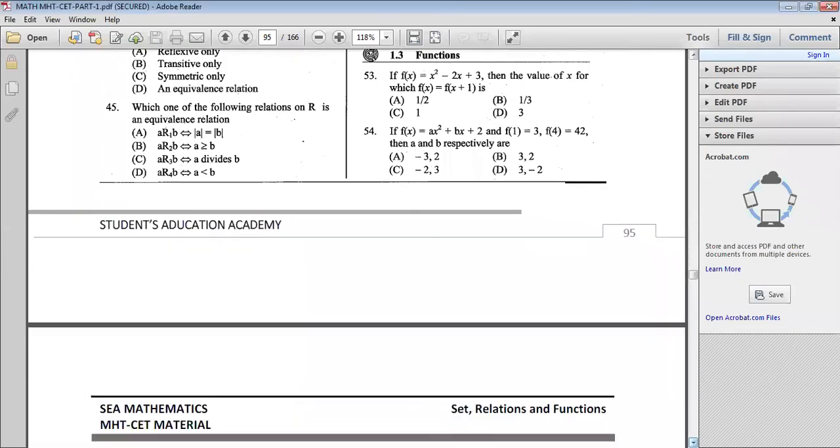f of x is equal to ax square plus bx plus 2, and f of 1 is equal to 3 and f of 4 is equal to 42. Then what are the values of a comma b respectively?